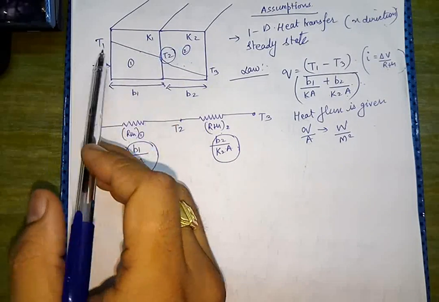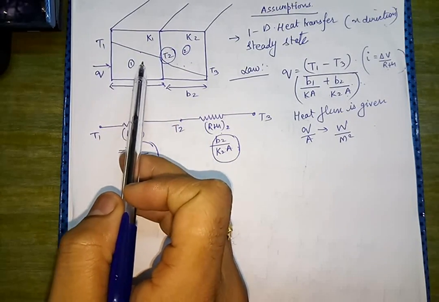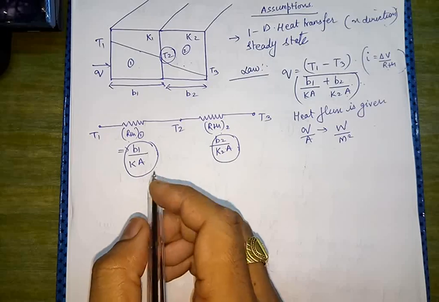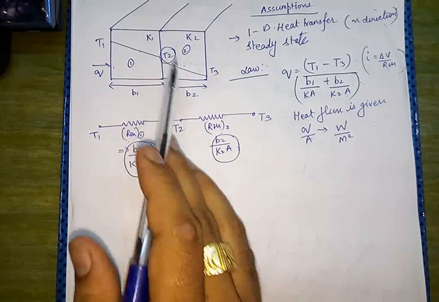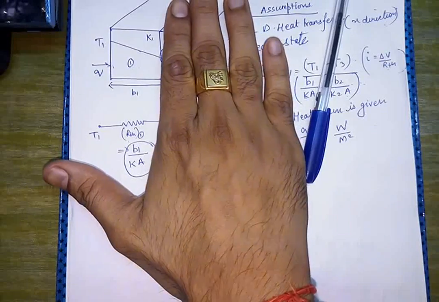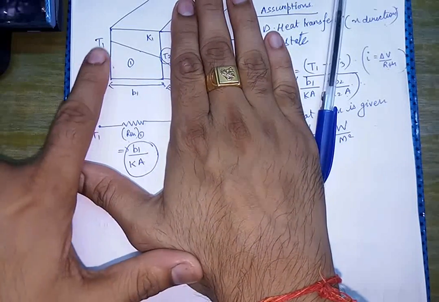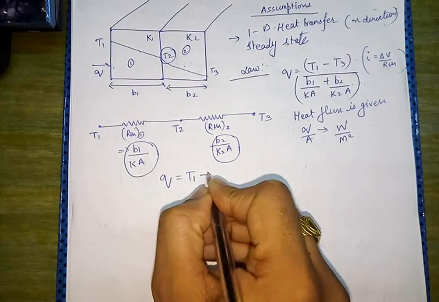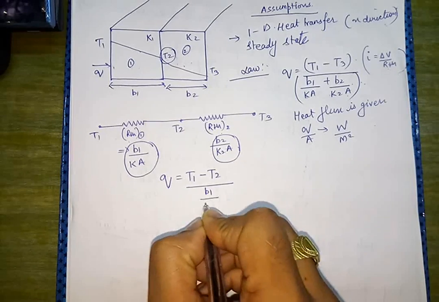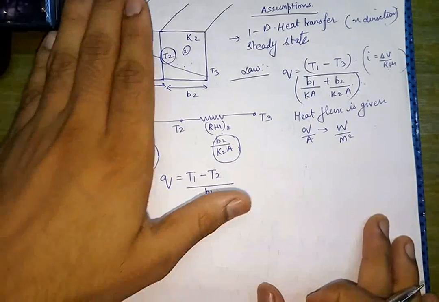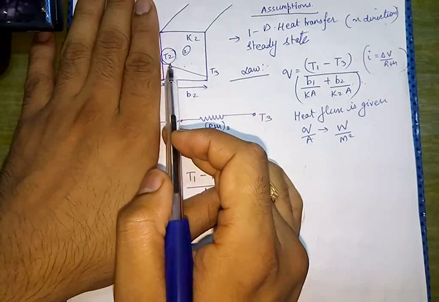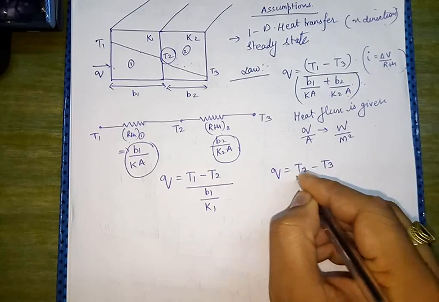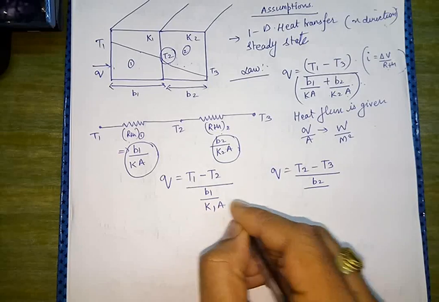Please understand one logic, that the amount of heat which is going through this face will definitely pass through this face also, and will eventually pass through this face also. So if I write the heat transfer between the temperatures T1 and T2, if I neglect the other slab, then heat will be transferred between only two faces, T1 and T2. So I will write Q equals T1 minus T2 upon B1 upon K1A. Now if I neglect this slab and write the heat transfer equation between the faces T2 and T3, it will give me Q equals T2 minus T3 whole upon B2 upon K2A.